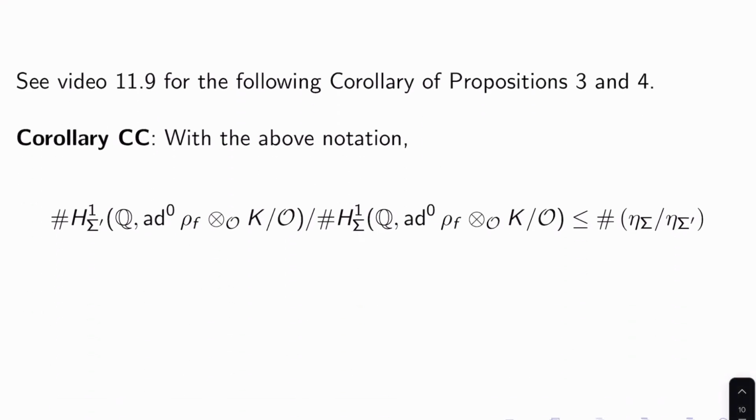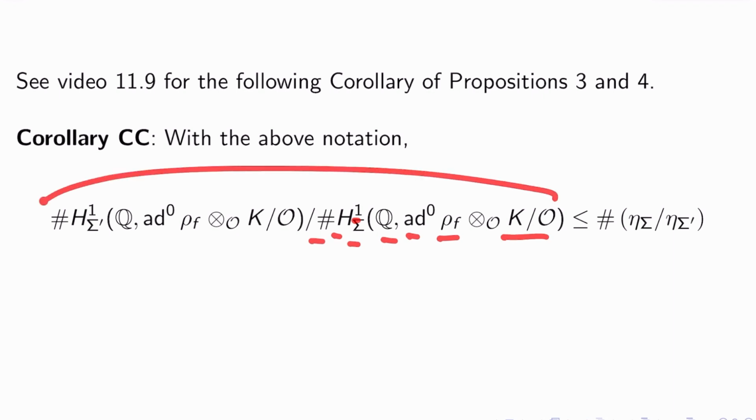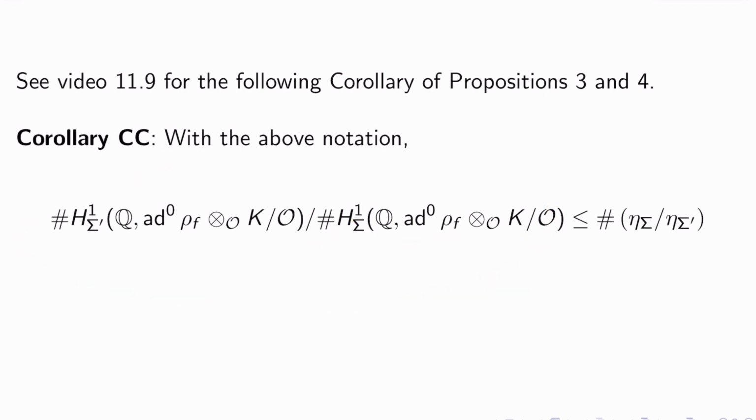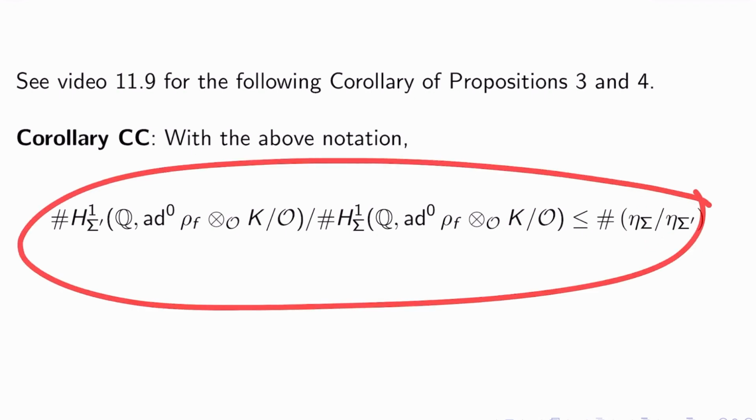Let's also recall the following corollary of propositions 3 and 4 from video 11.9 that we called corollary CC. And that says, keep all the above notation, and then the following is true. The cardinality of H1 sigma prime Q add 0 rho F tensored up to K mod O divided by the cardinality of just H1 sigma Q add 0 rho F tensored up to K mod O. That ratio is always less than or equal to the ratio, the cardinality of eta sub sigma divided by eta sub sigma prime. So the sigma and the sigma prime kind of switch on this side. Okay, so we're going to need this.